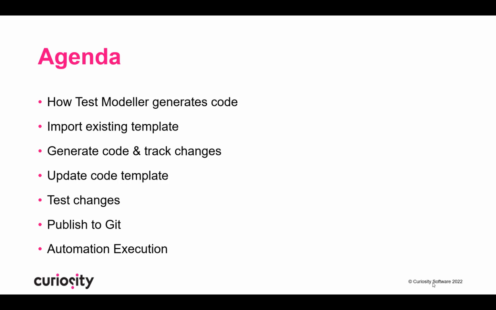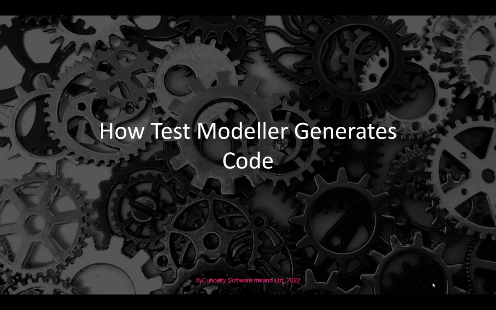We'll update the code templates. We're going to test the changes. We're then going to connect into Git and publish our source code into there. And finally, we'll link up the automation execution. Let's jump in and take a look at how Test Modeler generates code.